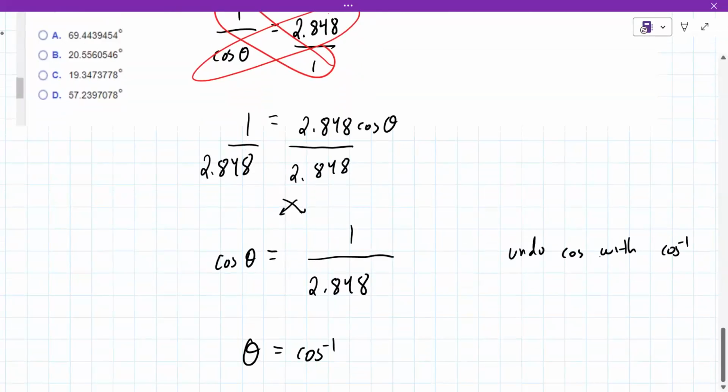Okay. Like that. And then do I just put that in my calculator? Yeah, that should be a button on your calculator. Okay, sweet. Okay, I got A. Yeah, that's correct.